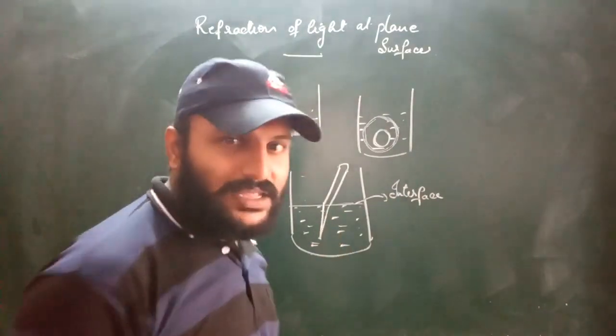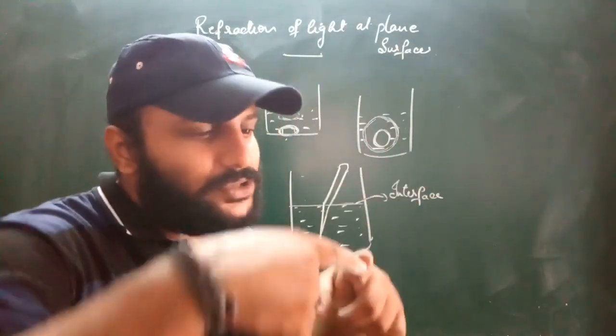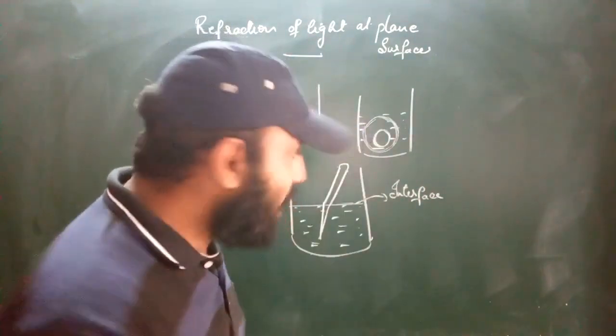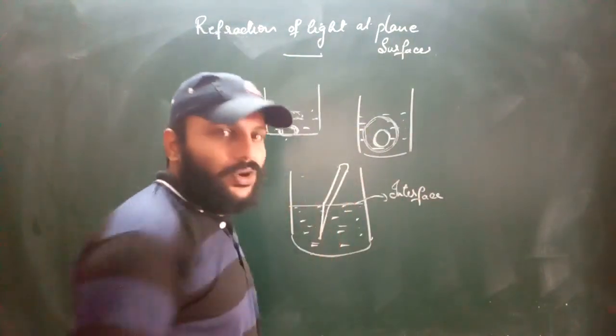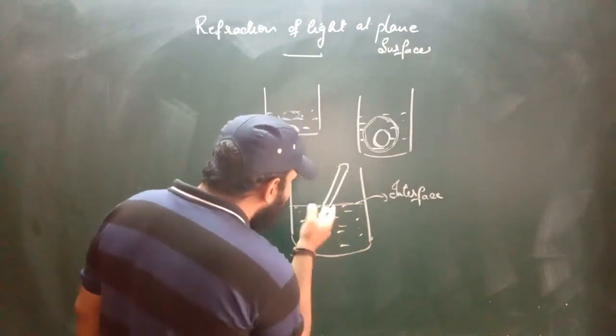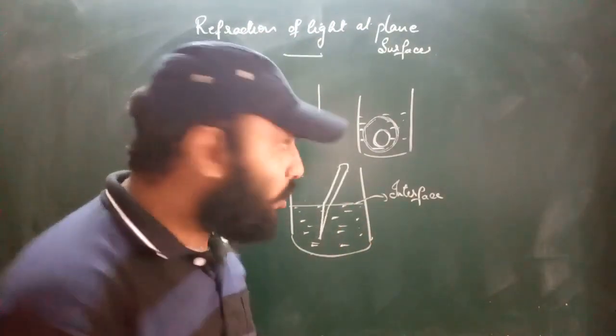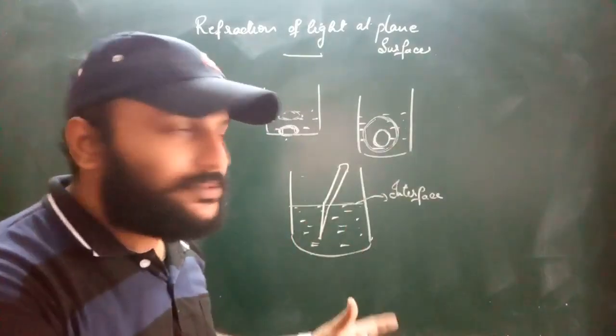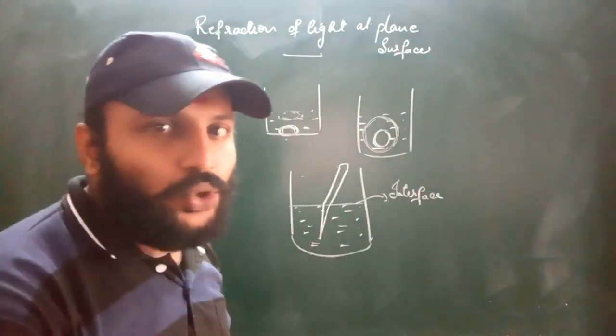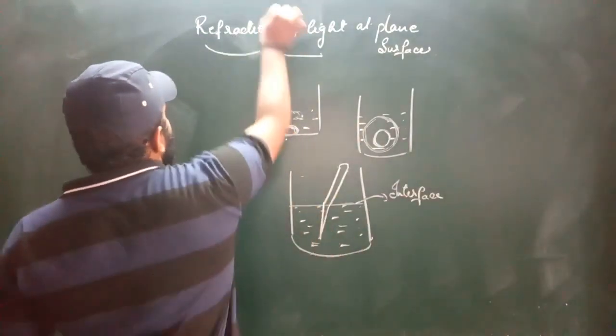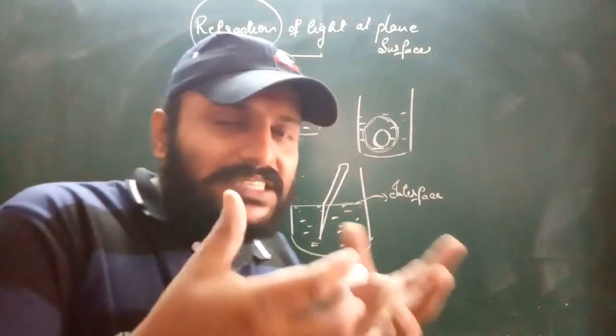But has the pencil really become bent? It has not. But it appears to us that when I keep the pencil in the water, at the interface, the pencil has appeared as bent. Why is all this happening? All these examples are related to only one concept called refraction. So what is meant by refraction?